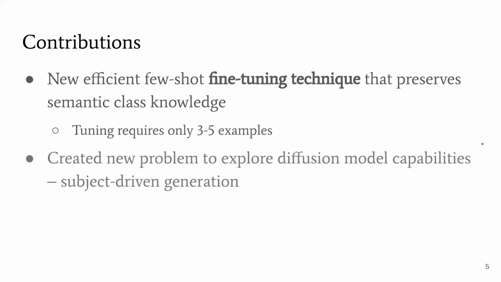And because it maintains this semantic class knowledge, the tuning actually only requires 3 to 5 examples, making it actually few-shot. They also created this new niche problem to explore diffusion model capabilities that they call subject-driven generation. It's not quite a quantitative model to compare between different architectures. It's a niche little problem that allows them to demonstrate certain capabilities of diffusion models that you don't see anywhere else. And the goal of this is to maintain object fidelity in new context. I'll demonstrate this on the next slide.